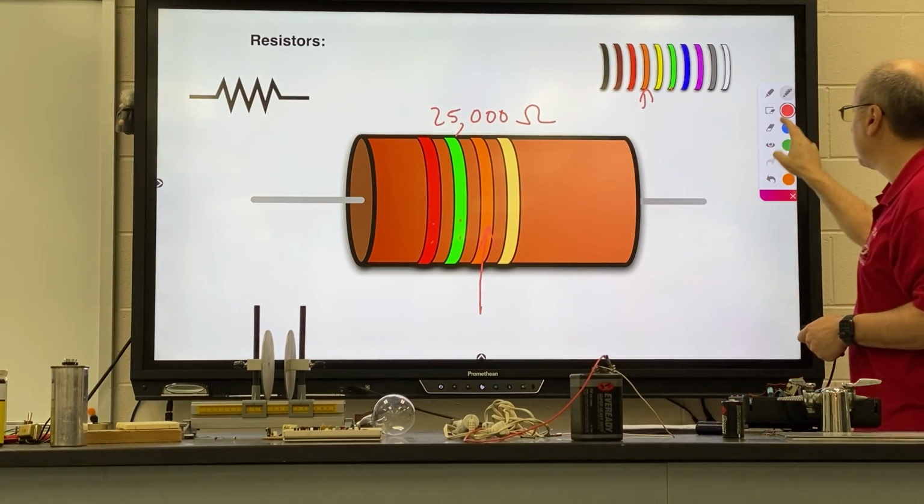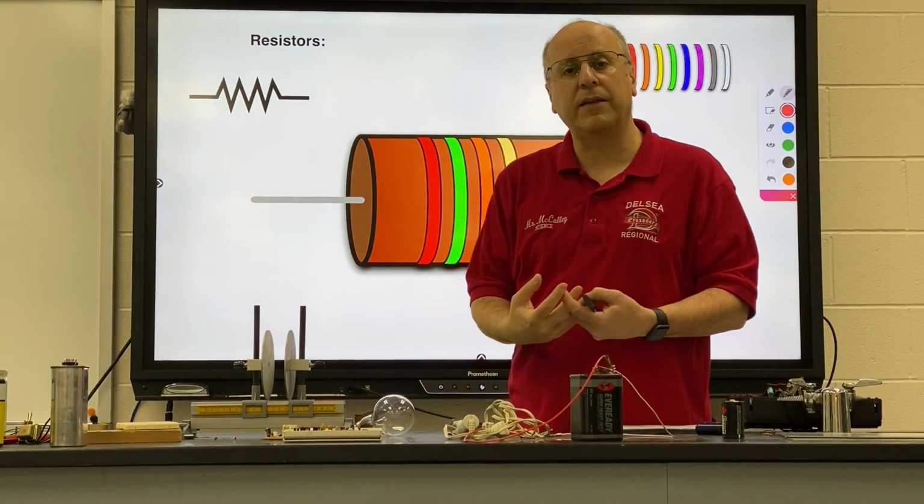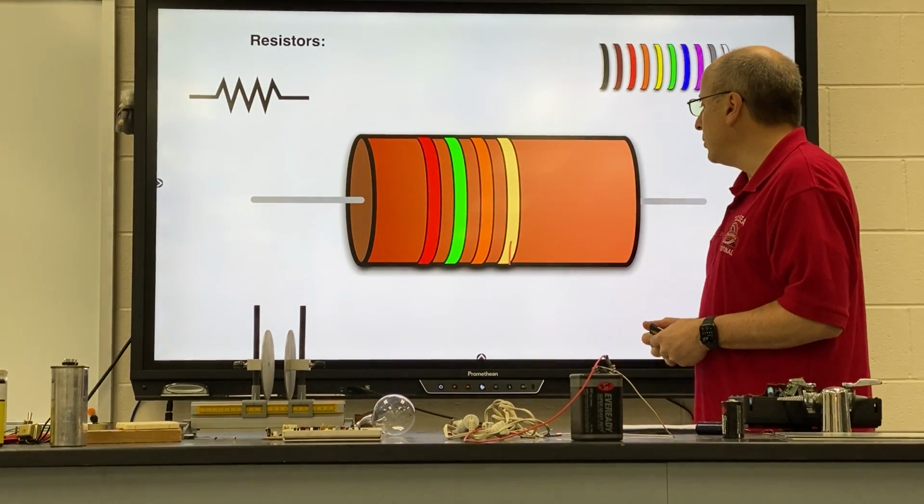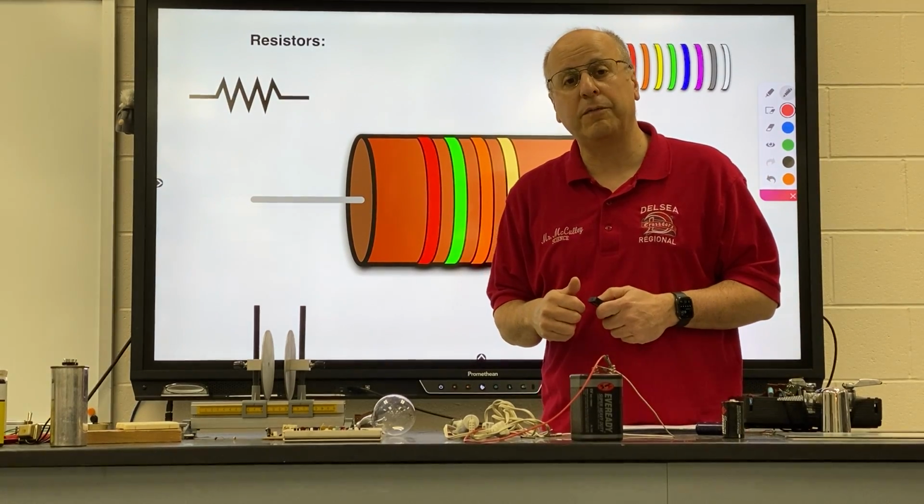25,000 ohms. The fourth band is used for telling you what kind of tolerance or error you're going to find in your resistor. Gold says you could be off by up to 5%. Silver means you could be off by up to 10%.